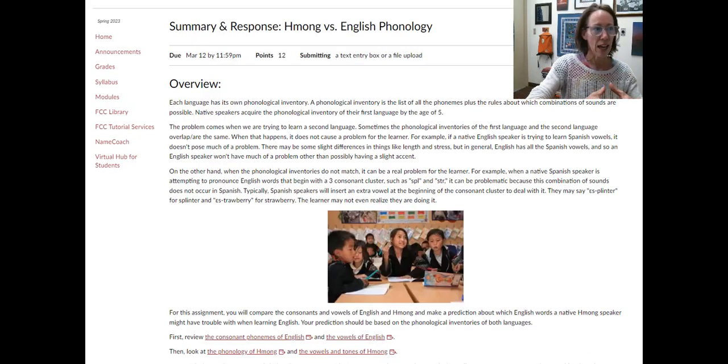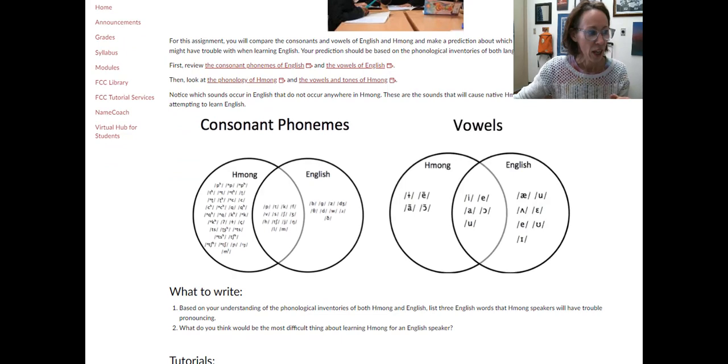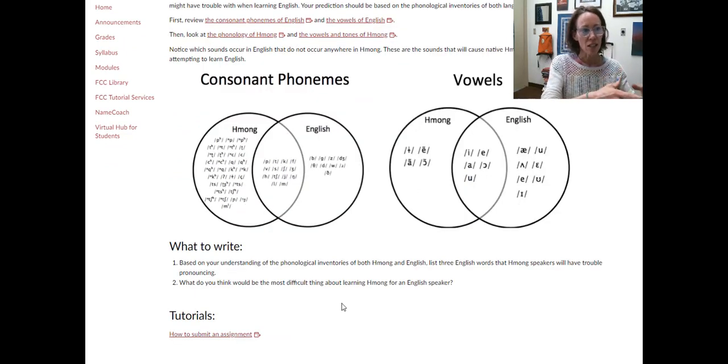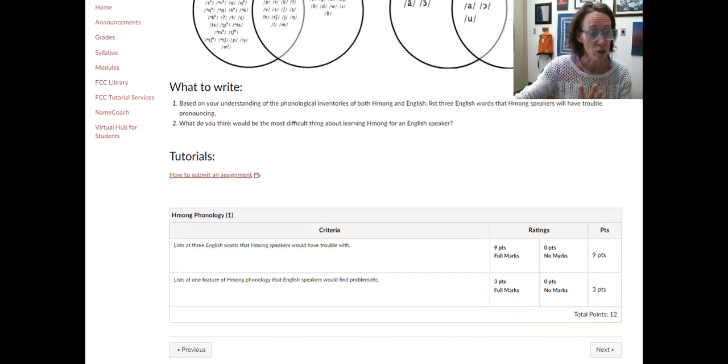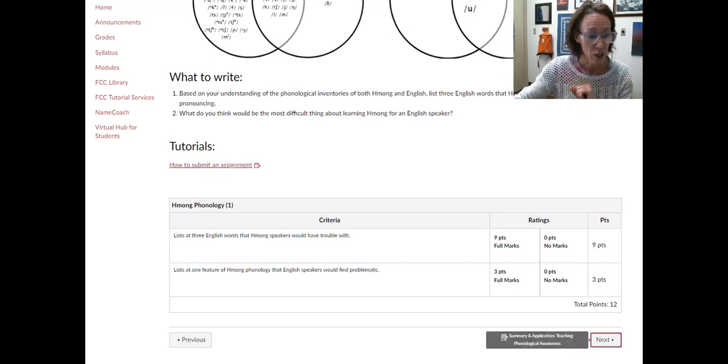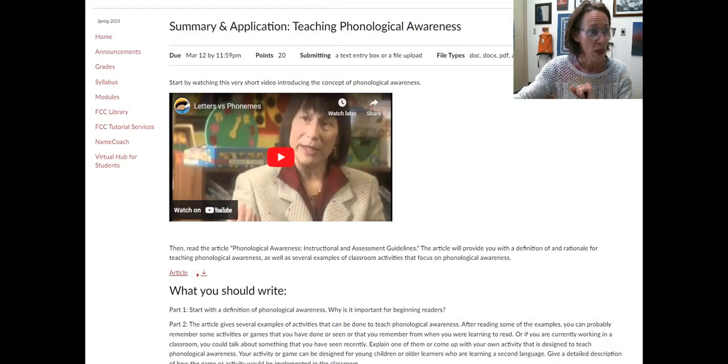And then there's an assignment that has to do with the difference between Hmong and English. So I've got the consonants and the vowels of Hmong and English here. You can see them all laid out, and I've got a couple questions for you. If you're not sure what to do here, you can reach out to the Past Center, or you can send me an email, and I'll give you some more information on that.